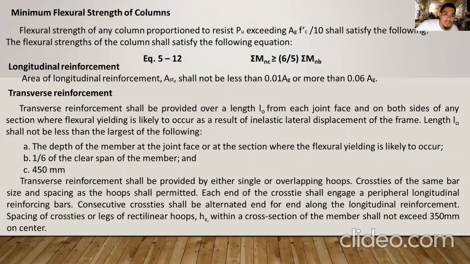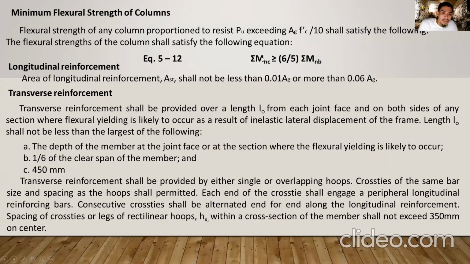Minimum flexural strength of the column. The flexural strength of any column proportioned to resist the axial load, exceeding the gross concrete area, shall satisfy the following equation. So, sa minimum ng flexural strength area, yung sinusunod para maging proportion yung column, yung sinusunod na equation na ginagamit, which is na nakikita naman natin sa screen.